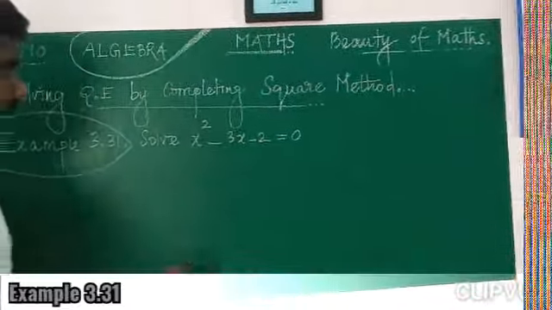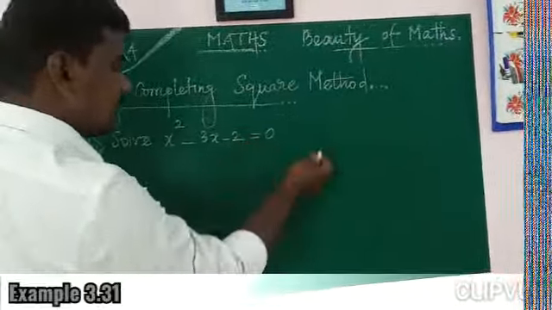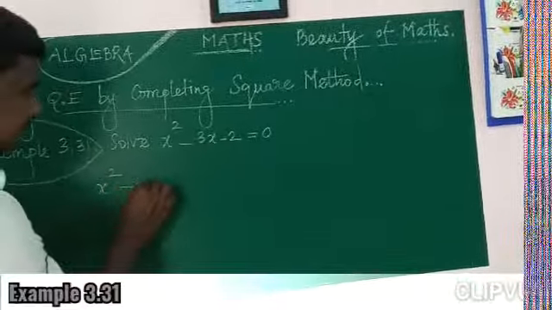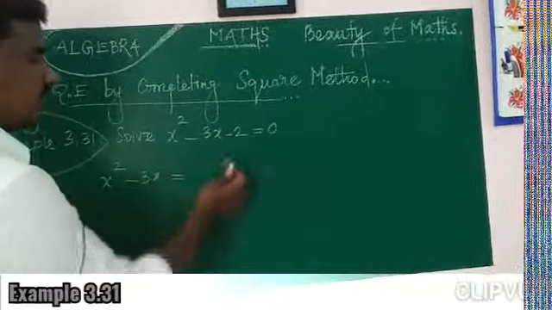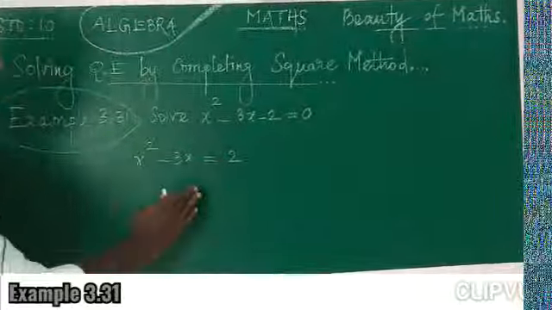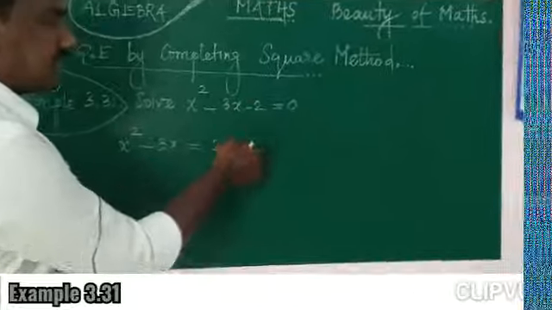In second step, we are going to shift or take this constant term to right hand side. So x square minus 3x is equal to, this minus 2 becomes plus 2. Okay, this is second step. What we did here? We shifted the constant term from left to right hand side.